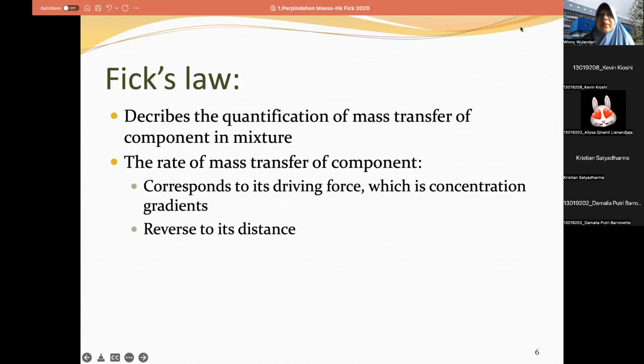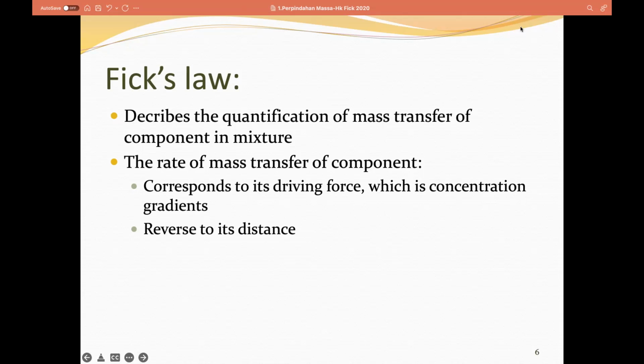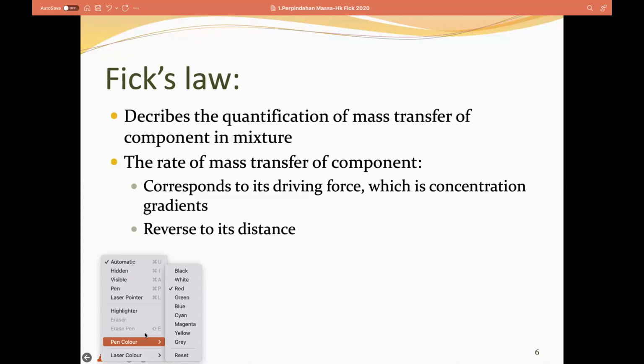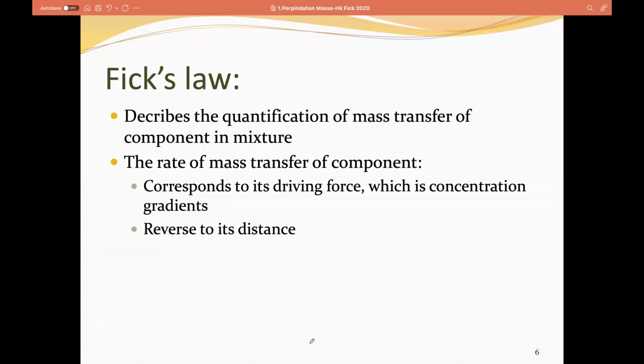Okay, so today let's continue our talk about Fick's law. Fick's law is similar to what we have in momentum transport, which is Newton's law of viscosity, and similar to Fourier's law for energy transport.